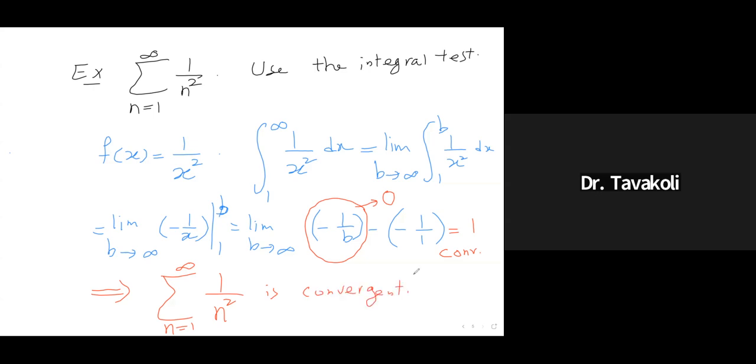Since that improper integral was equal to a number, the series is also equal to a finite number, although that finite number is not necessarily 1, it's a different number. Here, the integral test just claims that if the corresponding integral is convergent, the series is convergent as well. If the corresponding integral is divergent, the series is divergent too.